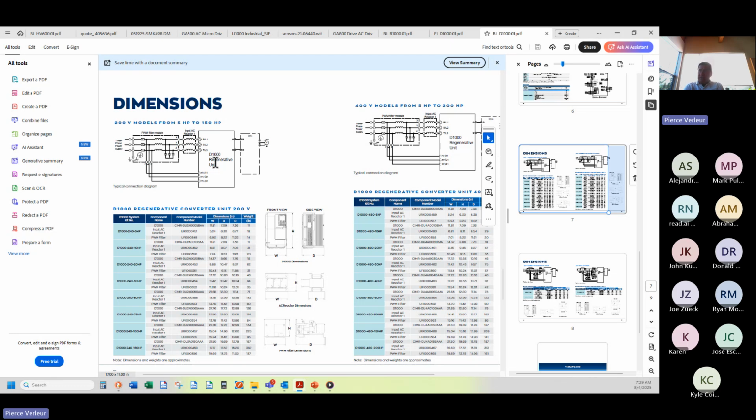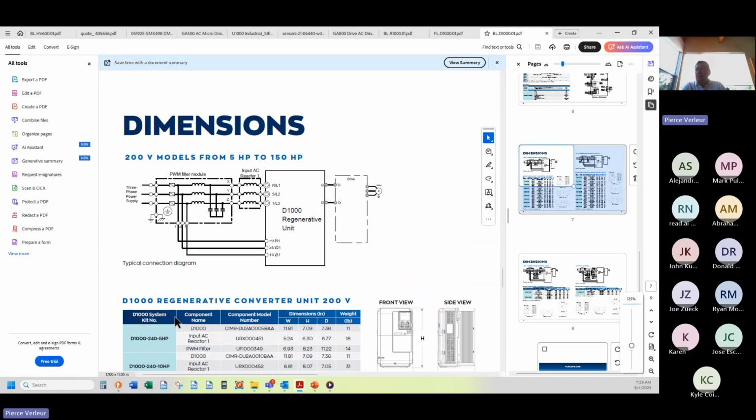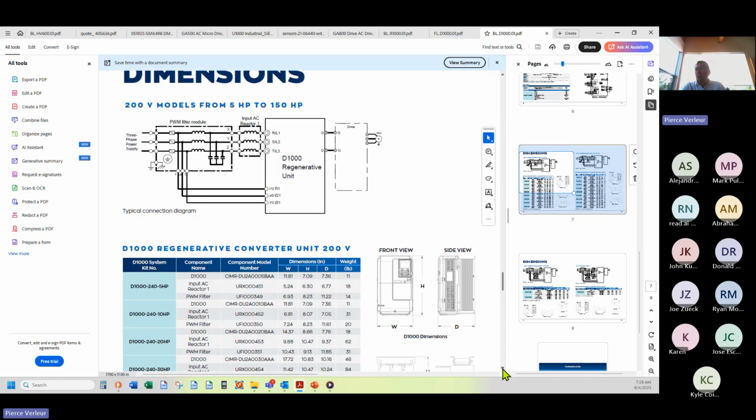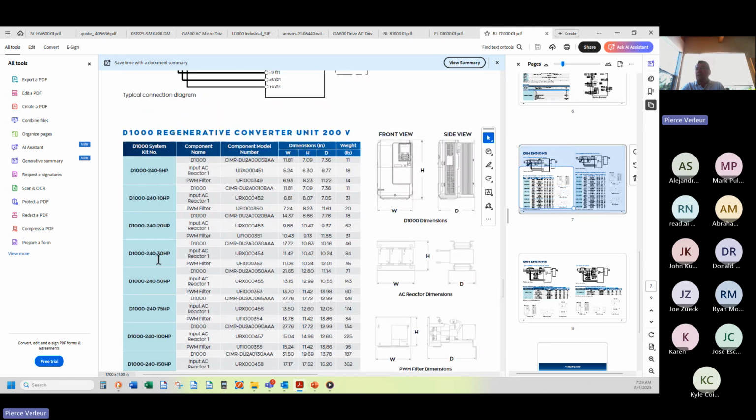Yaskawa's product allows you to put one D1000 in front of all those 5 horsepower drives. Let's say there's 10 of them, so we'll put a 50 horsepower regen drive out there. If there's 20 of them, we'll put a 100 horsepower regen drive out there. You get the idea. This is sized on horsepower, by the way. You can see that here. Probably a little small, but you can see that we size these things on horsepower. So you total up the horsepower of the drives you've got, and you size the D1000. And you always buy it with its filtered package.